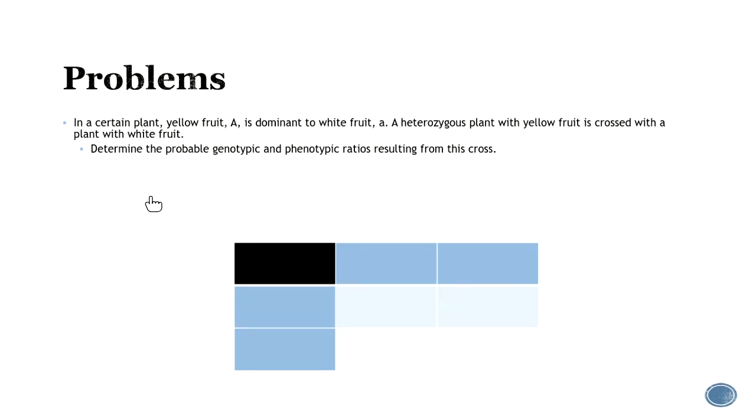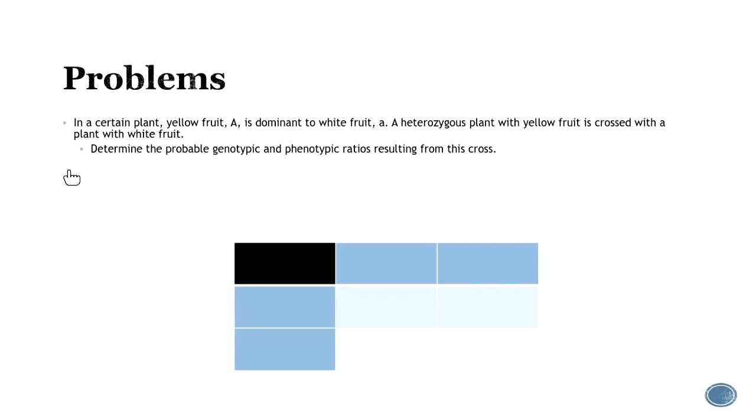I'm going to try to type and write on this as much as possible. So in a certain plant, yellow fruit, which we're using the letter A for, is dominant to white fruit, which we're going to note with a little a. A heterozygous plant with yellow fruit is crossed with a plant with white fruit. So determine the probable genotypic and phenotypic ratios.